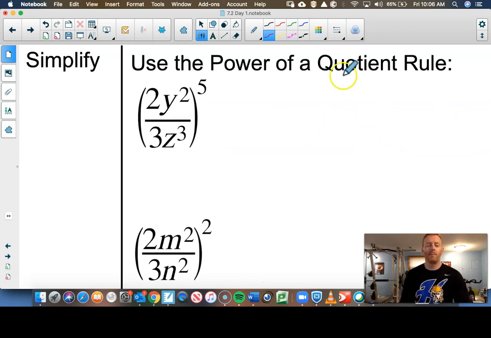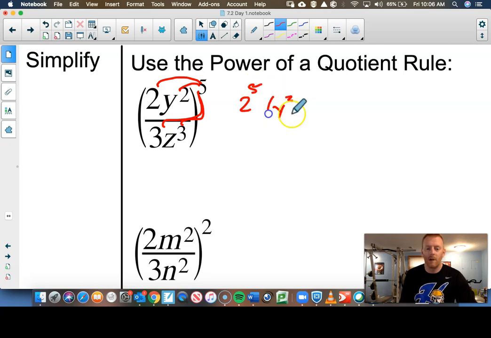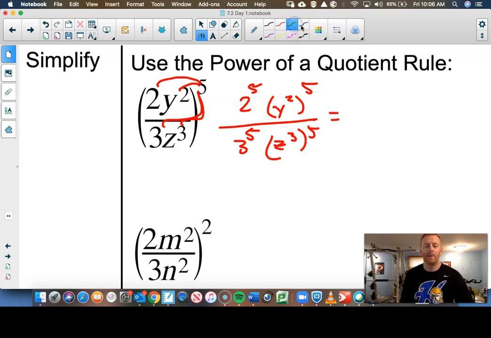So here's a couple more examples of the same exact kind of stuff. This to the 5th goes to each piece. So one way to write down all of your work is to go 2 to the 5th, y to the 2nd to the 5th, a 3 to the 5th, a z to the 3rd to the 5th, and then just do the math. Now I wrote pretty sloppy because I'm trying to be quick for you guys, because I don't want to take your entire day away.